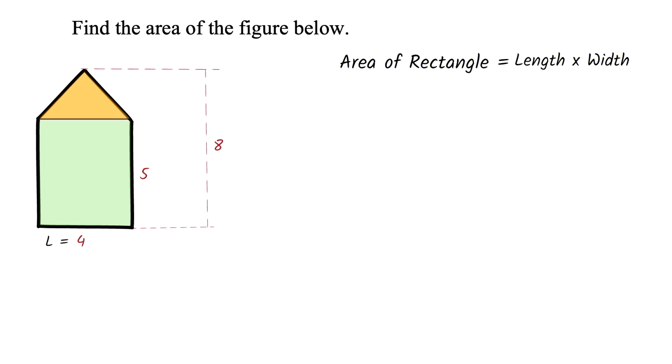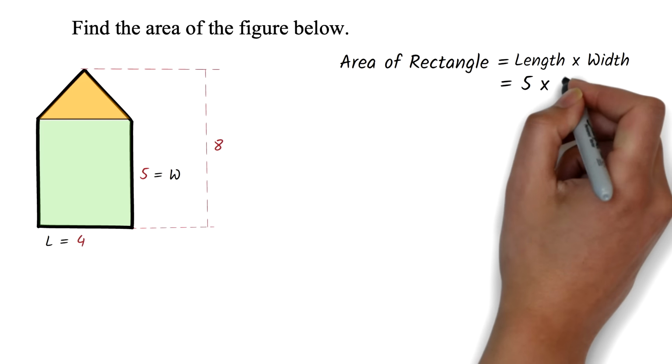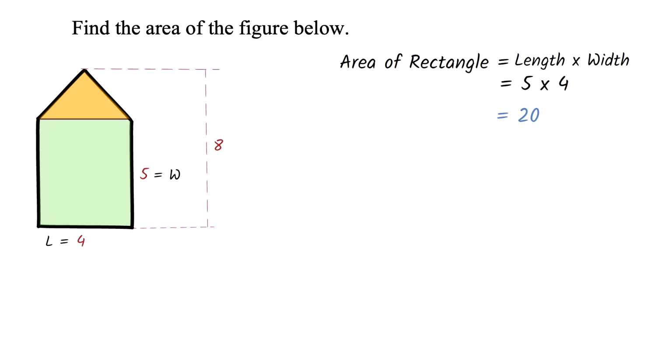The length of the rectangle is 4, and the width is 5. Inserting the values, we have 4 times 5, which gives us 20. Now, we can find the area of the triangle. The area of a triangle is given as half times the base times the height. Here, we have not been directly given the base or the height.